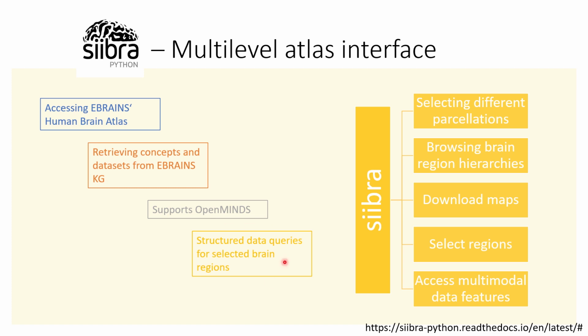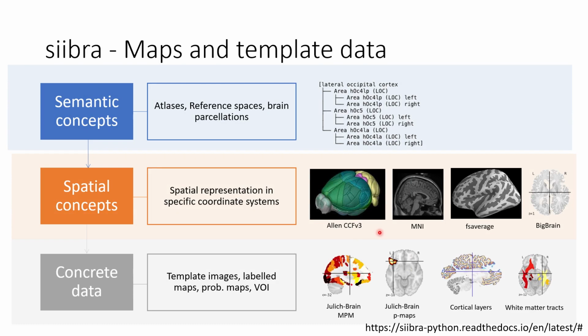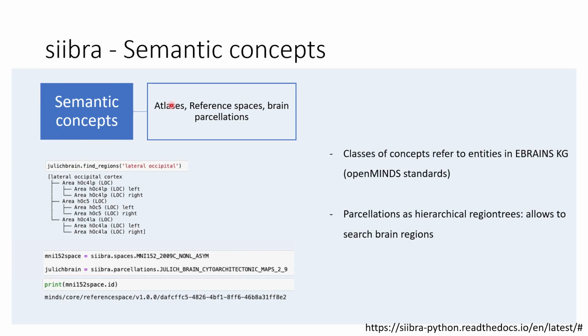It also supports openMINDS and structured data queries. And as I said, Siibra hides much of the complexity that would be required to interact with the human brain atlas and also with the knowledge graph. And it's composed of different concepts and different ideas. So the first are the semantic concepts where they have defined atlases as the most high-level concepts, that then provide a common context for a collection of parcellations and reference spaces of the same species, which are integrated with each other through semantic and spatial links.